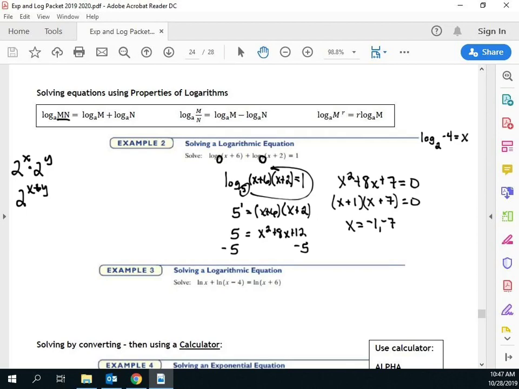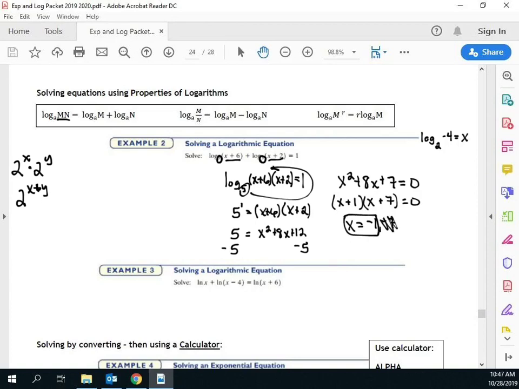You got to check to see if these both negative answers are going to work. So we go back into the problems themselves and plug them in and make sure we don't get any negative arguments. Well, let's go with negative 1. What's negative 1 plus 6? Positive 5. We're good. What's negative 1 plus 2? Positive 1. So that's great. Let's go over and try negative 7. What's negative 7 plus 6? Negative 1. Guess what? That's not going to work.